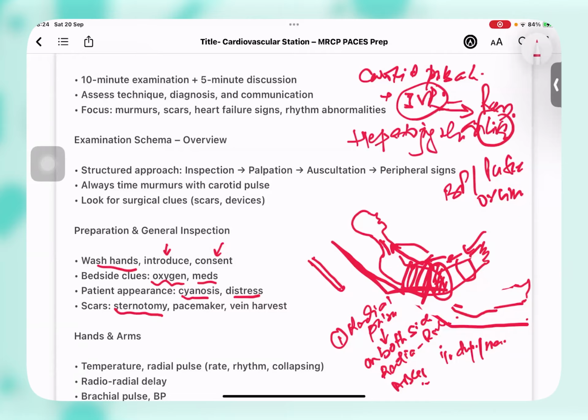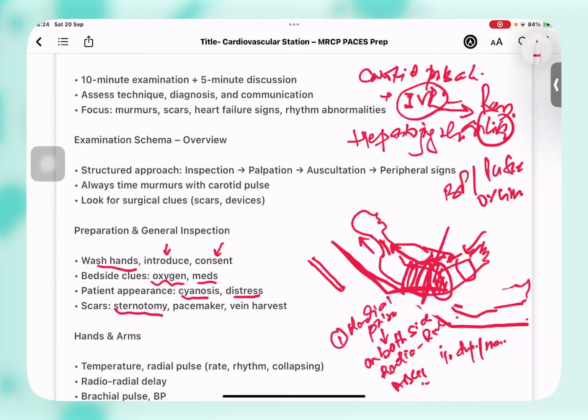So always ask if the patient has any pain in the abdomen. If it is there, tell them that I'm going to press on your abdomen. Please bear with me, and if there is pain, let me know so that I can stop my examination. So you press on the abdomen and you see for the JVP to rise. That is a positive hepatojugular reflux.